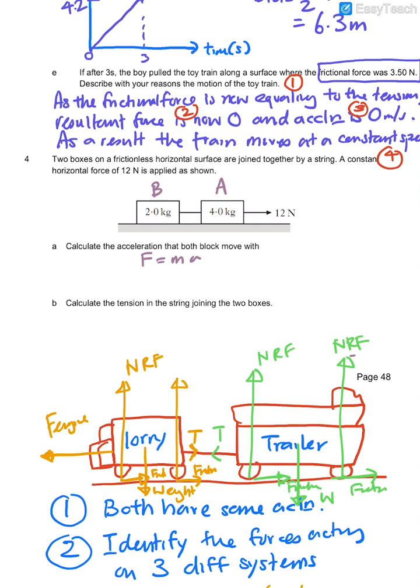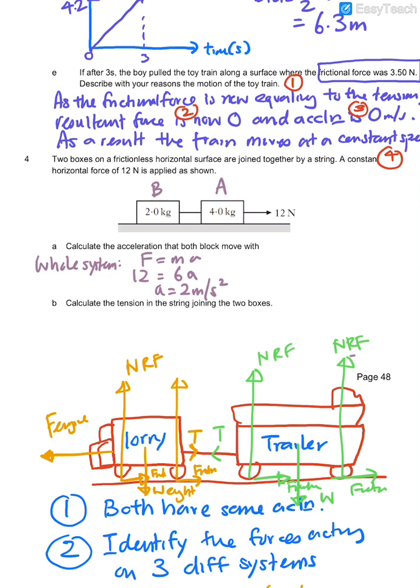Then the horizontal force applied is 12 newtons. 12 equals M times A, and M is 6, so A is 2 meters per second squared. There is no friction here, so we don't care about friction. This is the whole system. Write down whole system, because if not, next time you'll be wondering what you are doing.